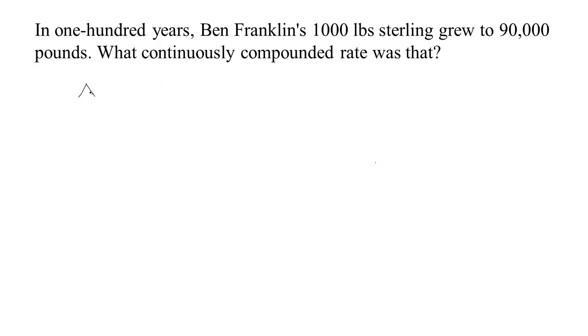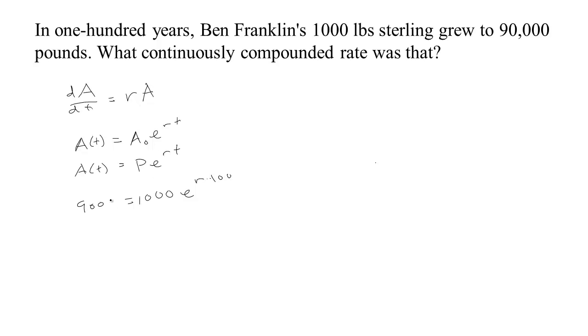Let's assume that they got some constant rate over time, sort of an average rate. We know that dA/dt should be equal to the rate times A, and we know the solution of that differential equation is the amount A equals A naught e to the rt. In money terms, A naught, the initial amount of money, is usually called the principal. We know the principal was 1,000, and that after 100 years the money turned out to be 90,000. So we can solve this equation.